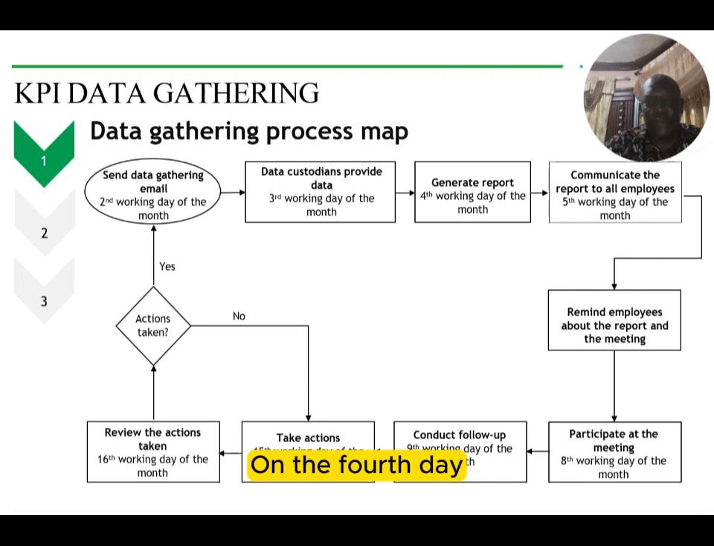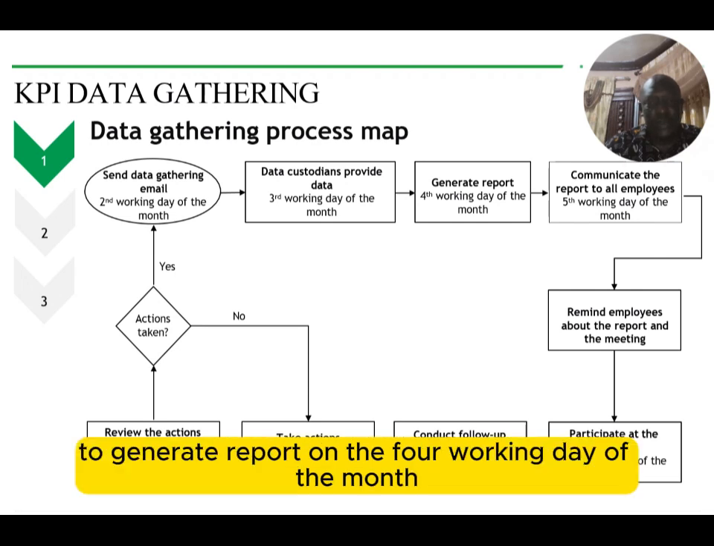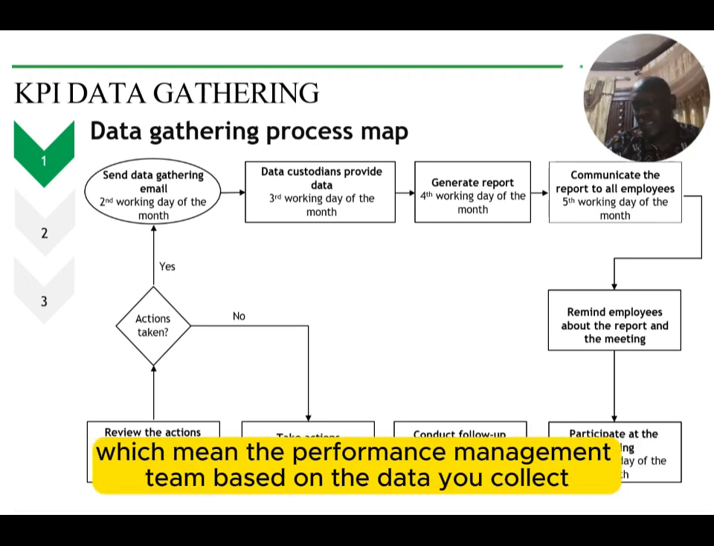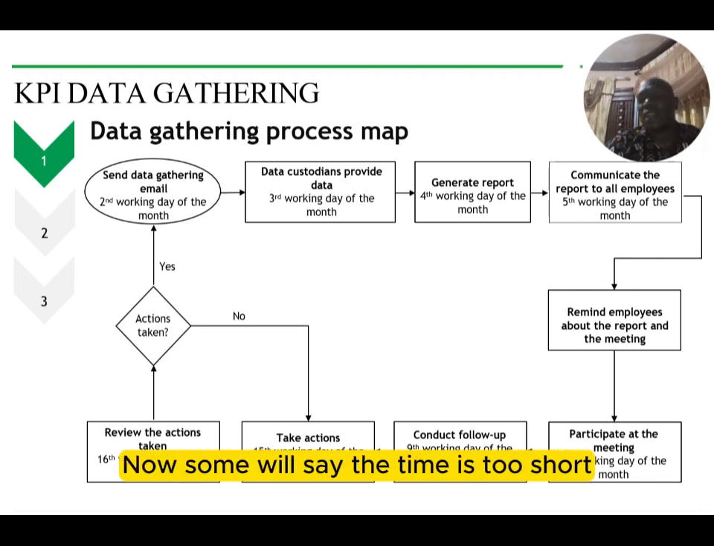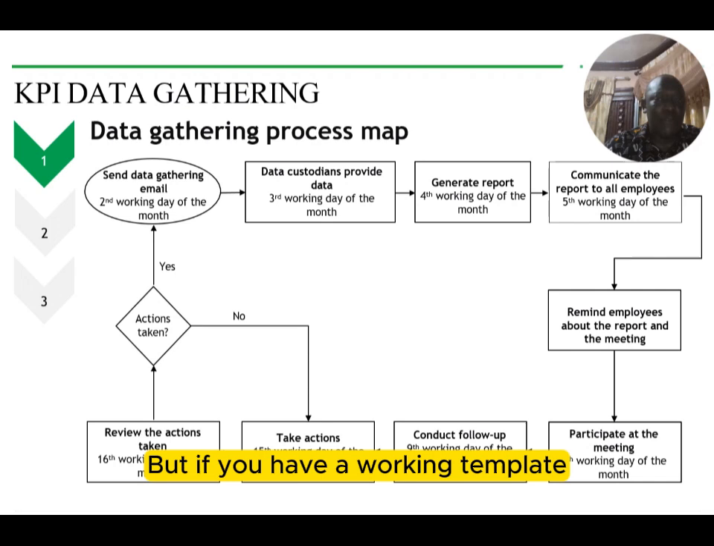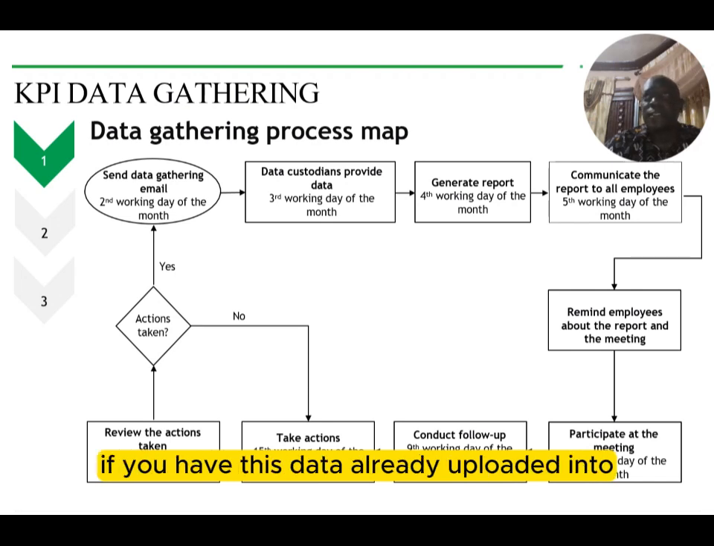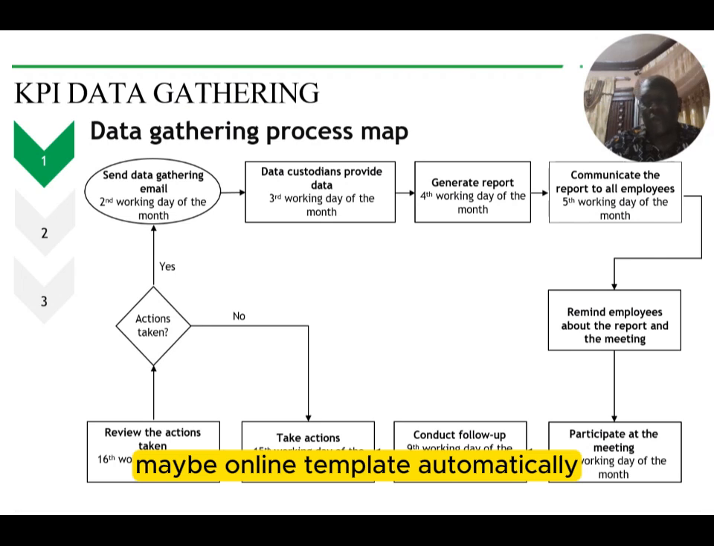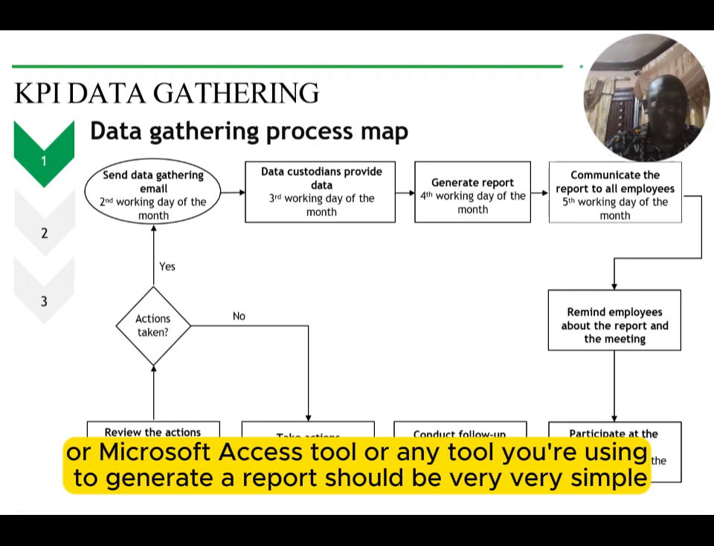On the fourth working day of the month, we should generate the report, which means the performance management team, based on the data they collect, should be able to generate the report. Now, some will say the time is too short. Some will say the time is very, very short. But if you have a working template, if you have this data already uploaded into maybe an online template, maybe into Power BI or Excel or Microsoft Access tool, then using it to generate the report should be very, very simple.